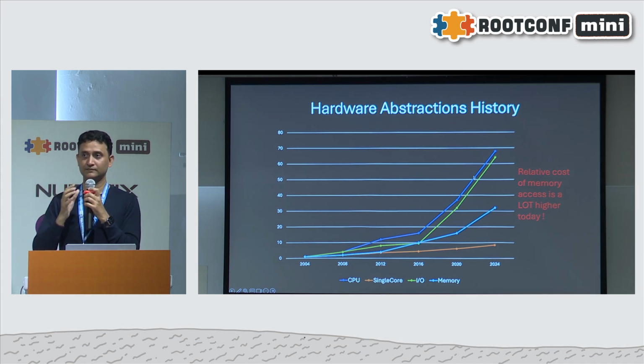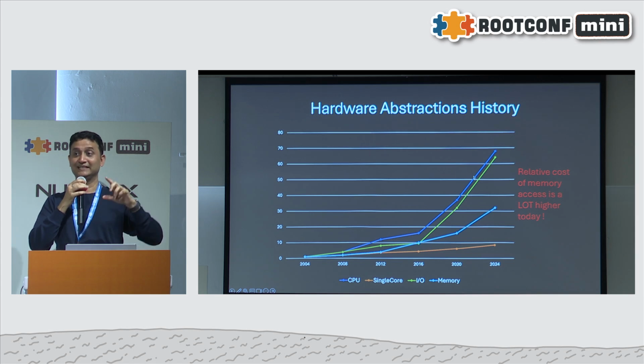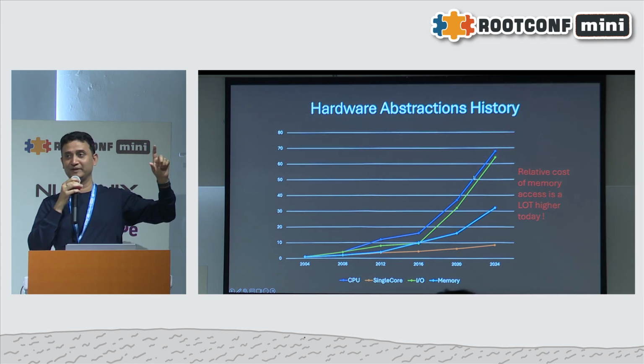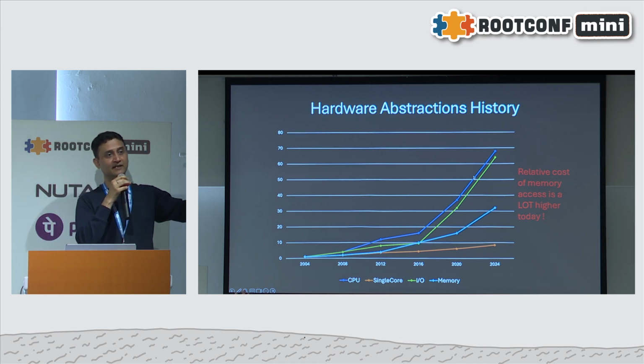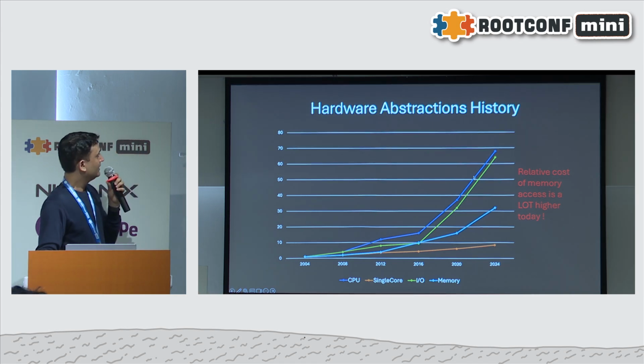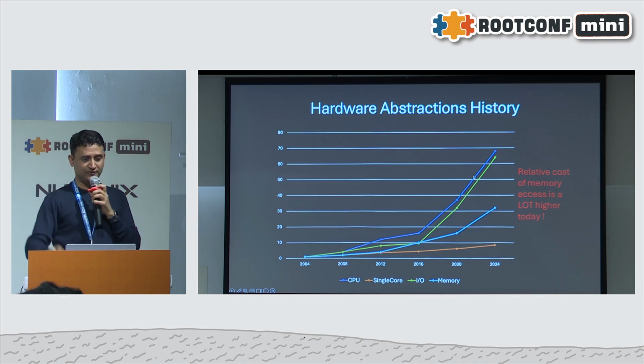But still, memory is faster, right, compared to I/O? Memory is faster. That's why I'm using the word relative: the relative cost of memory is a lot higher. Okay, the relative cost of memory access is a lot higher today, substantially higher. All of us good with that?